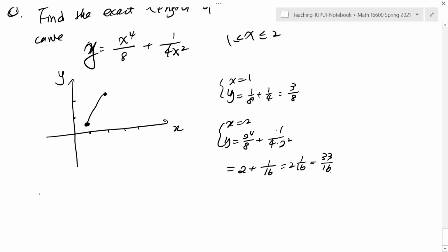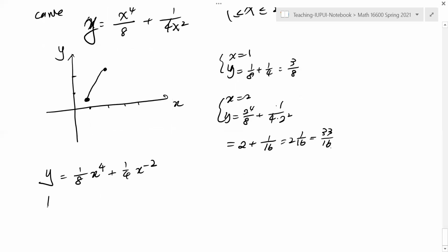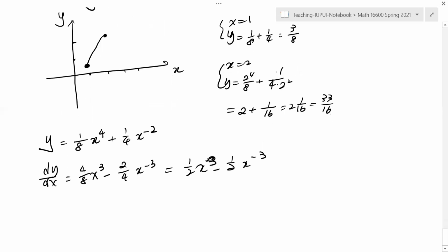All right, so let's try. Eventually we have to find the derivative, so let's find the derivative first. Okay, I'm going to differentiate with respect to x. So it's 4 over 8 x cubed minus 2 over 4 x to the negative 3, and that is going to 1/2 x cubed minus 1/2 x to the negative cube. Okay, that's great.